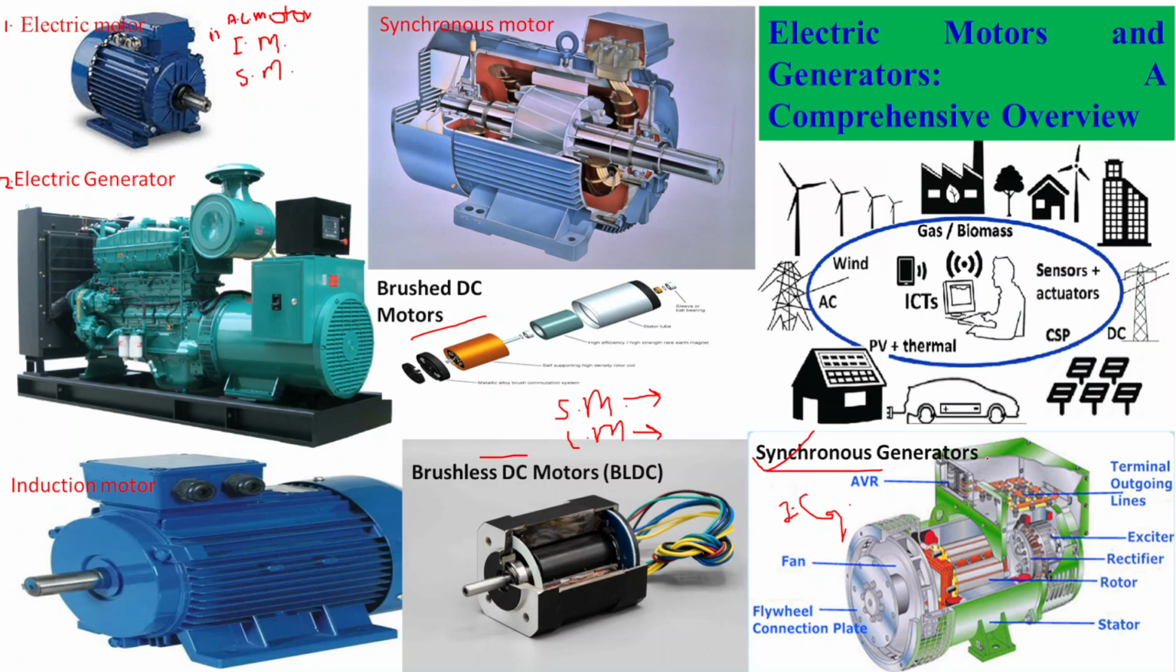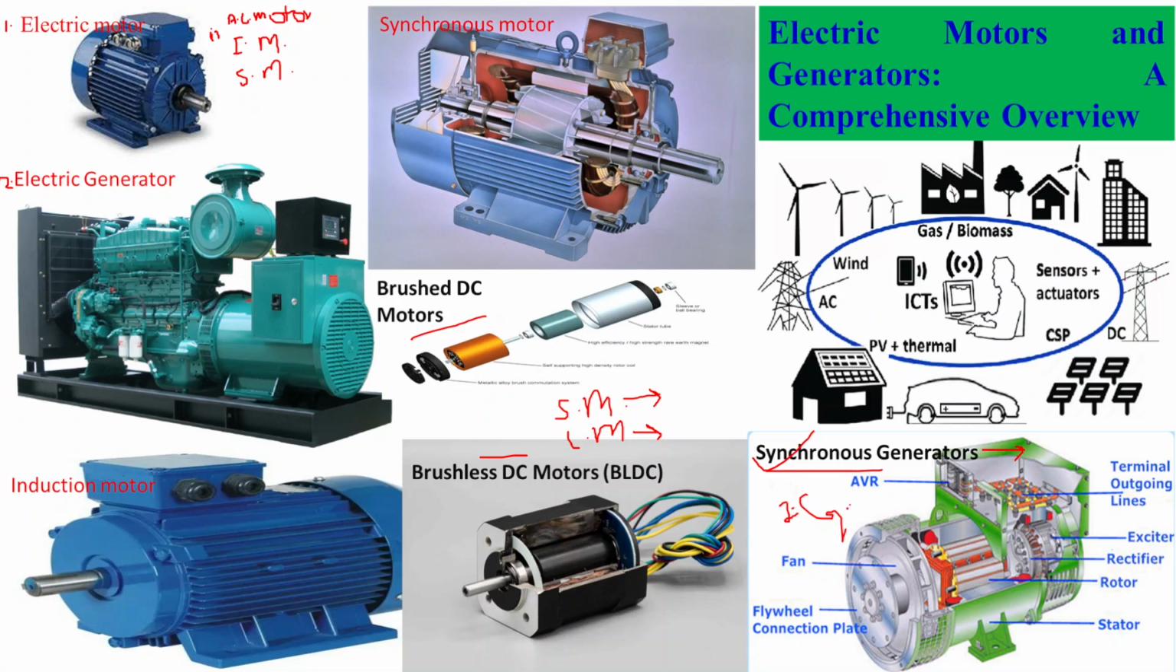Synchronous generators are also known as alternators. Synchronous generators produce alternating current by rotating a coil of wire, called the armature, within the magnetic field created by a stationary field winding. They are widely used in power plants, wind turbines, and hydroelectric systems.